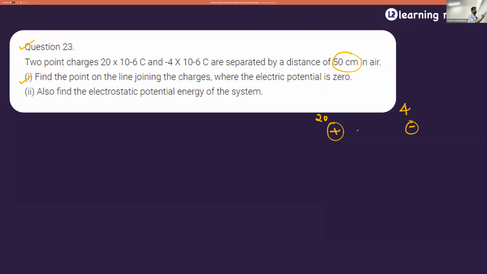Whenever we are asked to calculate the point at which the potential is 0, you'll always get 2 points. And those 2 points will be closer to the charge with, sorry? So greater or lesser? Check your notes and tell me. Greater or lesser? Check one. So one is saying greater, one is saying lesser. You are in the previous chapter. I need to check this chapter.